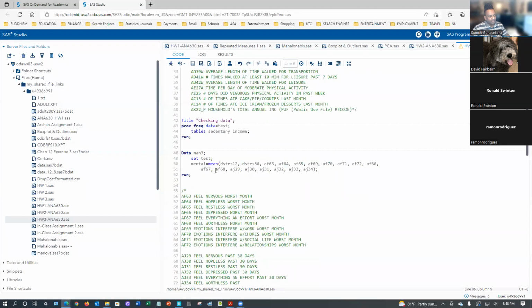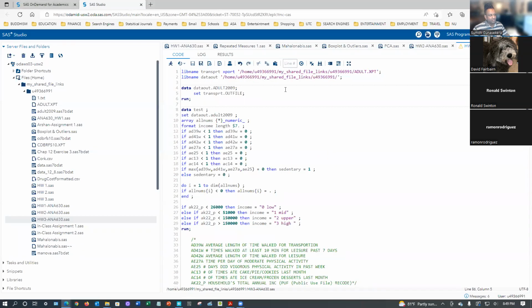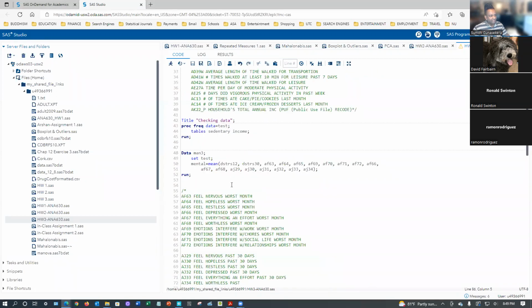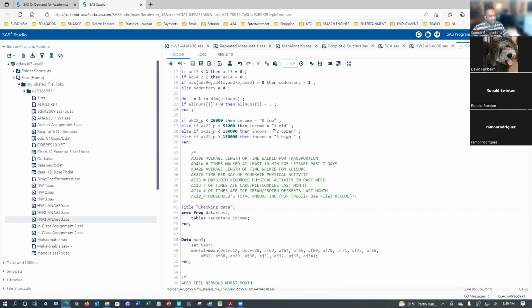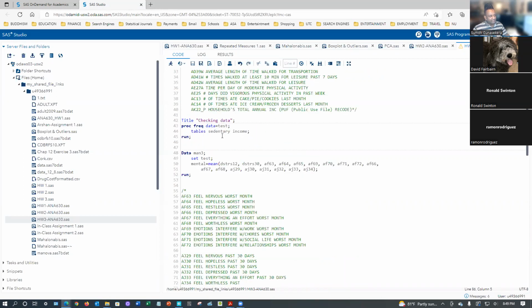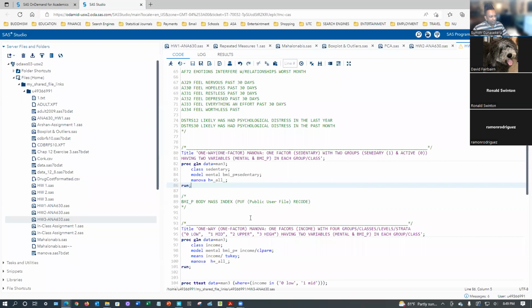Then I got the data, which is from that huge data set, and from that I built up two categorical variables. One is sedentary, with two classes, two groups, and the other one is income, with four groups. In addition, I'm interested in another variable I built up by taking the mean, and BMI, body mass index, is already available.